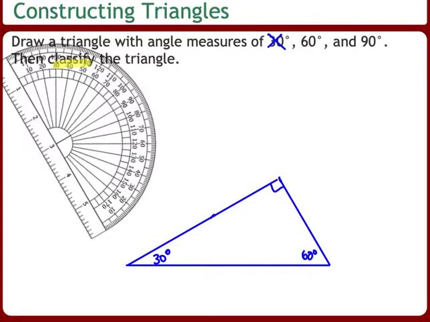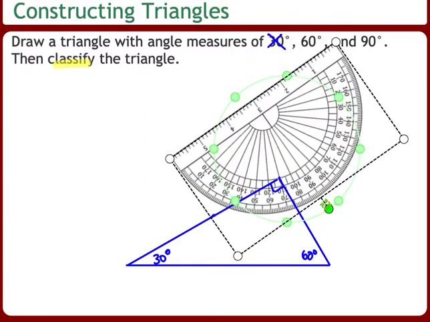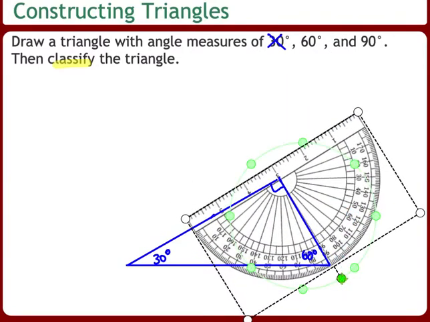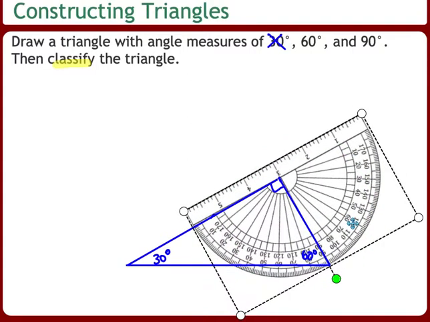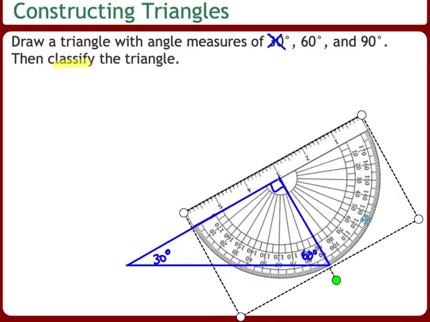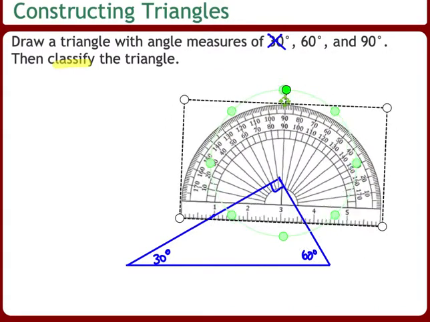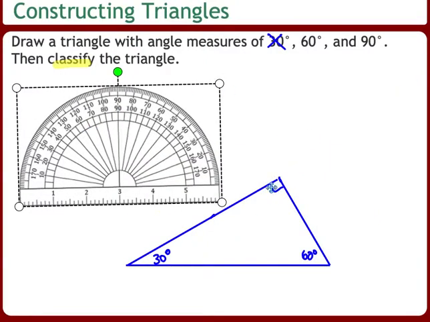I'm going to go ahead and check real quick. So this one I'm going to go upside down, see how close I am. So again, line up the vertex, line up the baseline, the 0 line, and you can see I'm probably within a degree or so. It looks like mine is at 91. So that's good. So this is my 30, 60, 90 triangle.